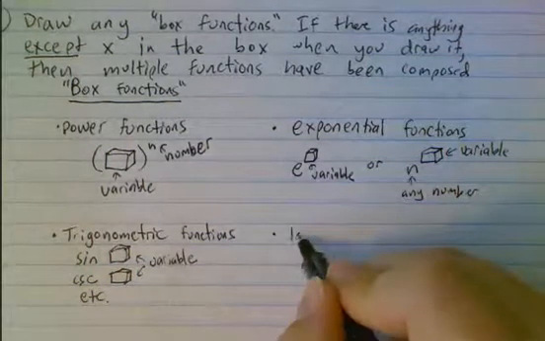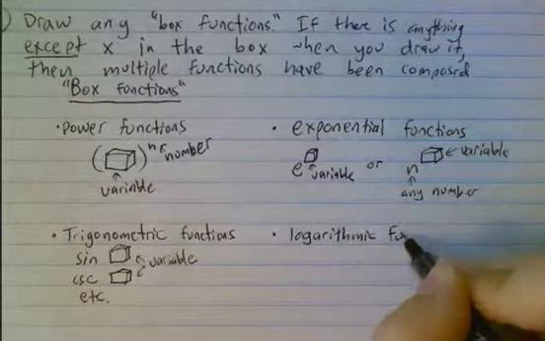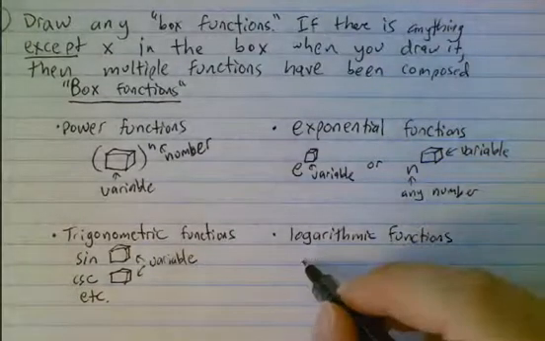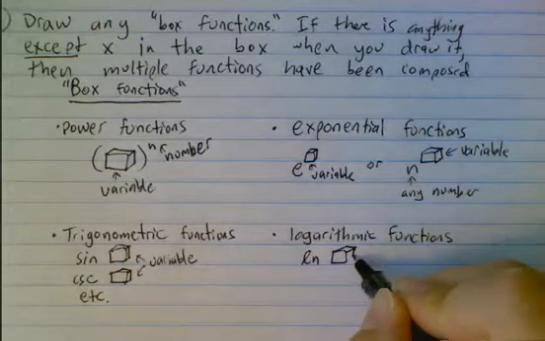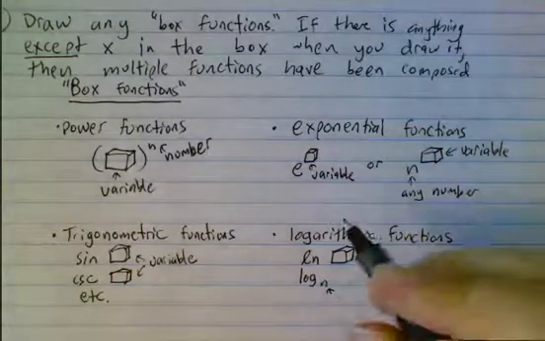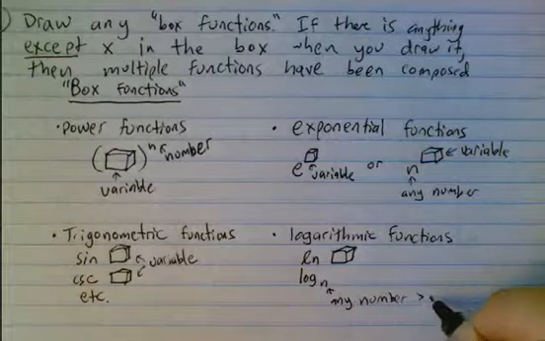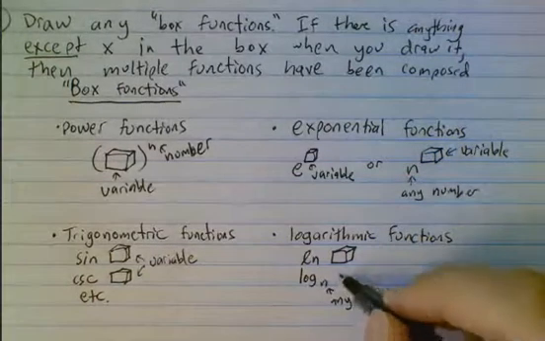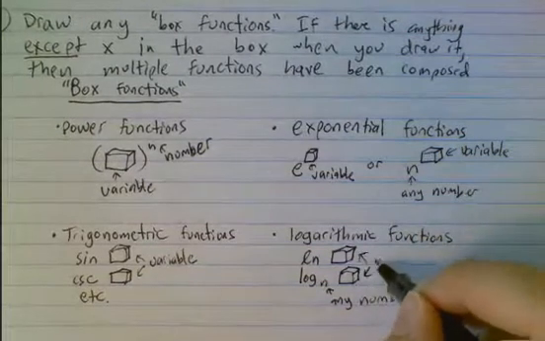And then the final box function is logarithmic. So the most common is ln, but really it can be log any number. Well, the base has to be greater than 0 in order for the logarithmic function to be possible at all, but any number that's there to begin with will be fine. And again, the variables are in the boxes.